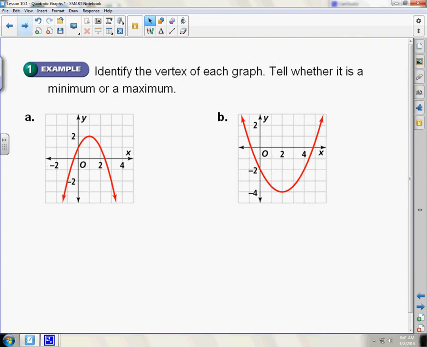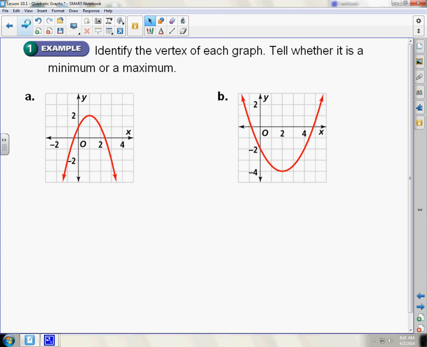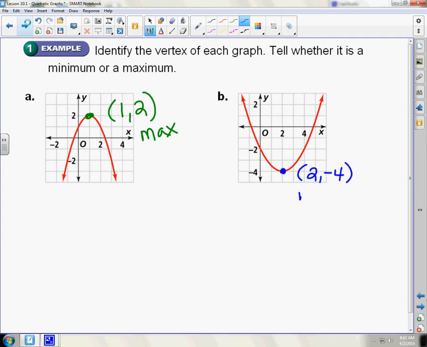Okay. So here's what they're going to ask you. Identify the vertex of each graph. Tell whether it is a minimum or a maximum. So try this with these two graphs. Okay, so this vertex is right here. It is at (1, 2), and that is a maximum. It is the maximum point of all the other points on the graph. This vertex is right here, and that is at (2, -4), and that is a minimum because it is the smallest point on the entire graph.